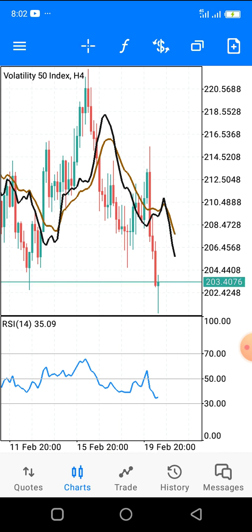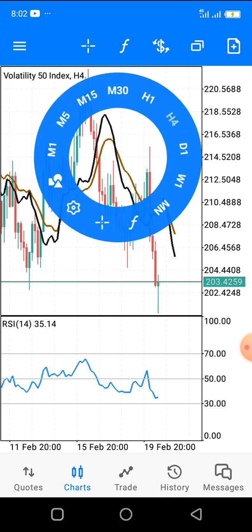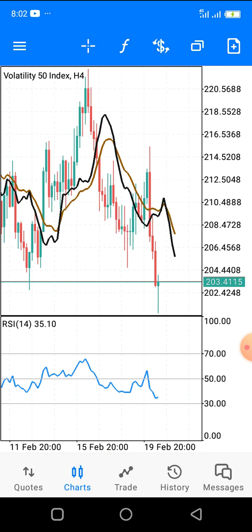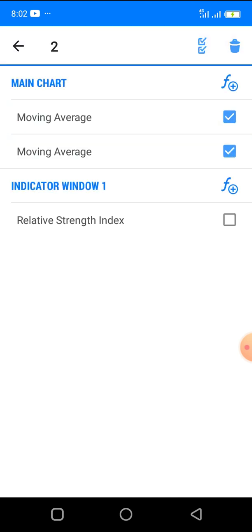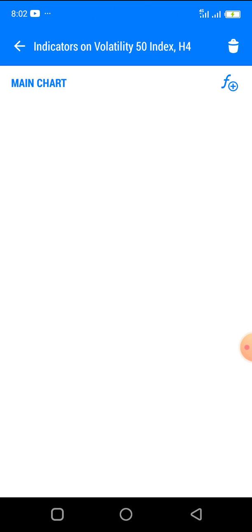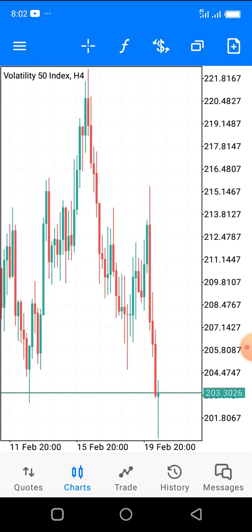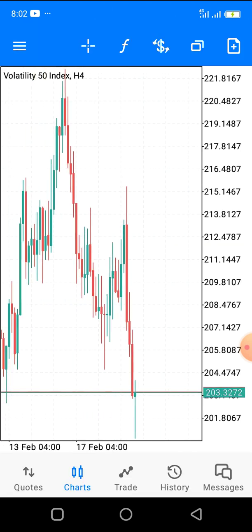Firstly, I'm going to show us how to set up these indicators and the moving averages. First of all, you click on your F signal here. So I'm going to delete these settings, then reapply them so you can see clearly and know how to set it up on your trading platform. So I delete them from the charts. Now there's nothing on my chart right now.